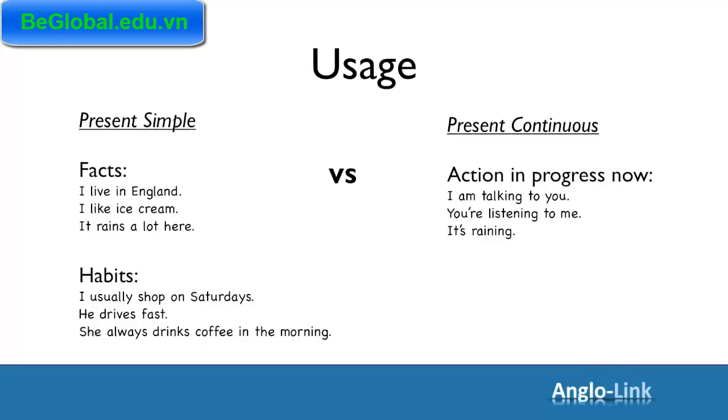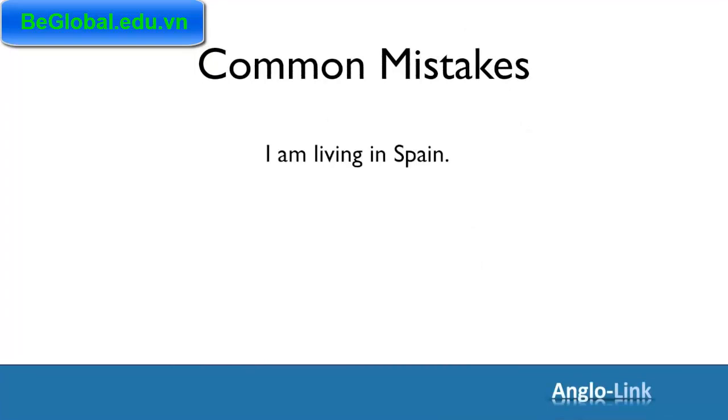Right then, let's move on and look at some common mistakes. Let's start with this sentence. Someone says, "I'm living in Spain." And what they want to say is that this is their permanent place of residence. So, is this sentence correct? No. To show that it's a fact, that it's their permanent place of residence, they should use the present simple. I live in Spain. I'm living in Spain means it's just for a few weeks or a few months. I'll be moving somewhere else soon.